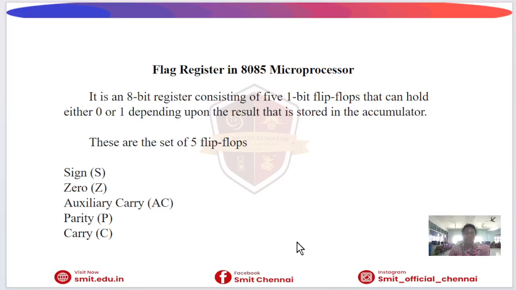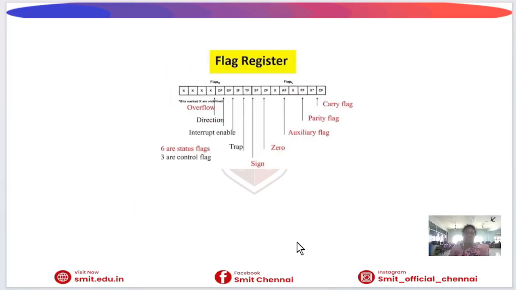Then the flag register. The flag register is an 8-bit register containing the status flags. Mostly we have a set of 5 flags: sign flag, zero flag, auxiliary carry flag, parity flag, and carry flag. The importance is that it helps the processor to make decisions. After subtraction, the processor checks the flags to determine the next action. This is the flag register diagram.